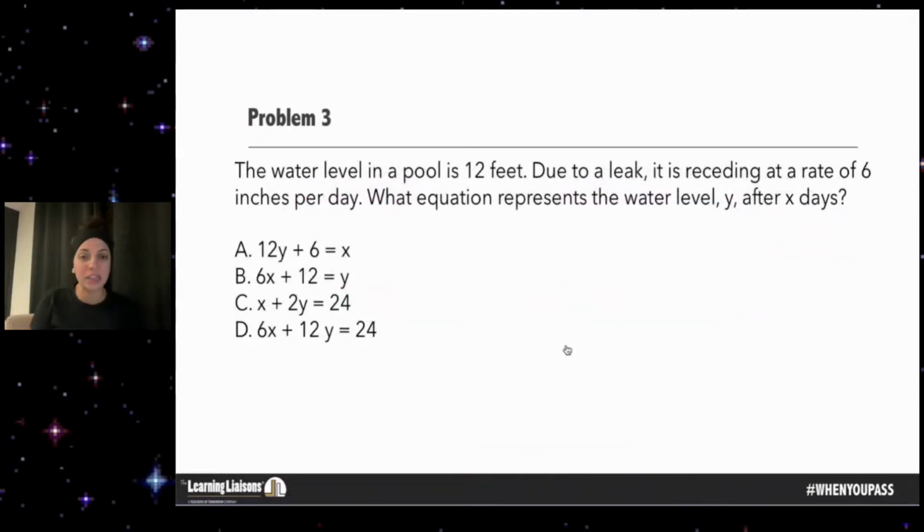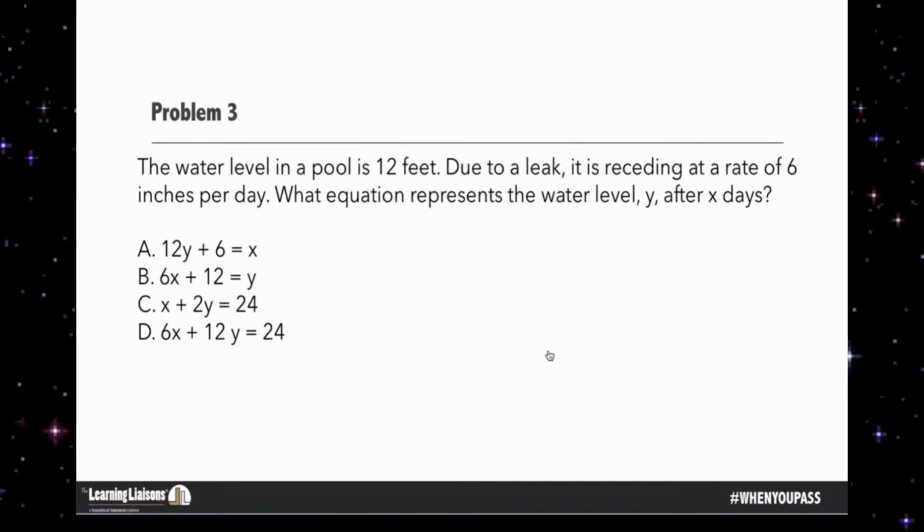All righty, let's go ahead and move on to problem number 3. The water level in a pool is 12 feet. Due to a leak, it is receding at a rate of 6 inches per day. What equation represents the water level Y after X days?